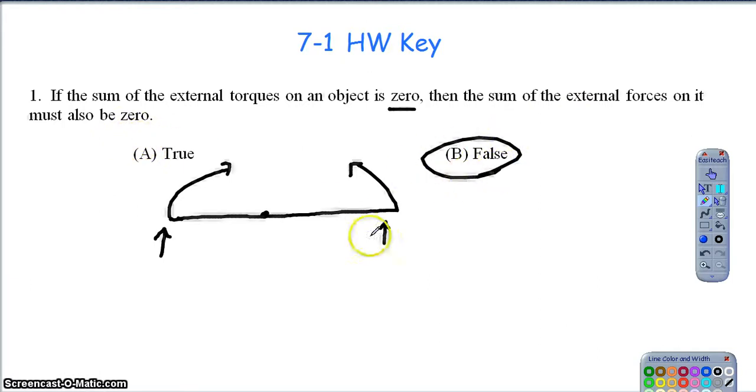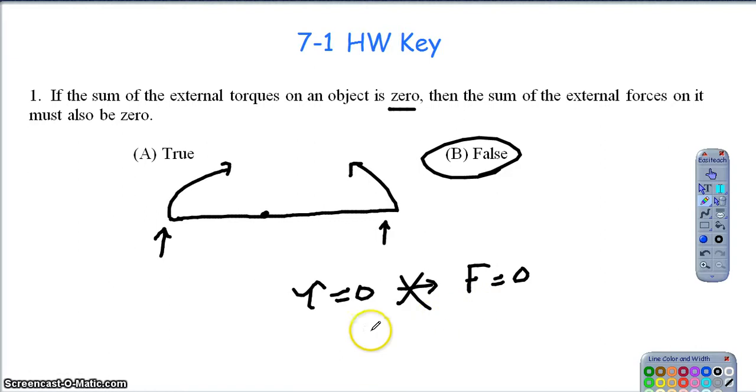That does not have to be true. And that's one of the biggest concepts to be comfortable with. Just because the net torque equals zero does not mean the net force equals zero, and vice versa. Just because the net force equals zero does not mean that the net torque is zero. Those two really are in a lot of ways independent of each other, because the radius comes into play and because the direction comes into play. So don't be thrown off by question one.